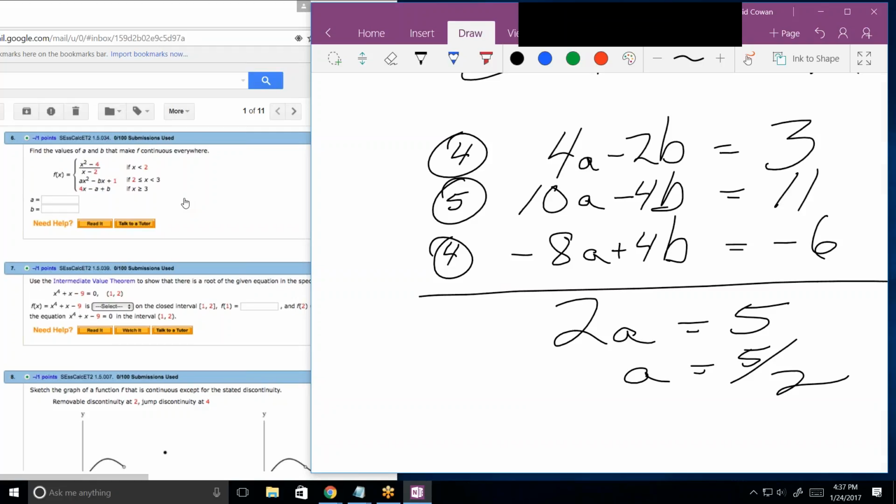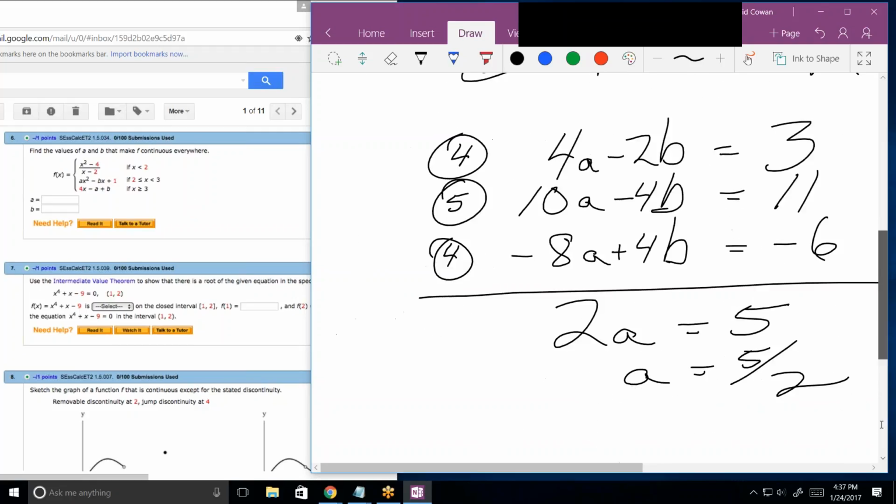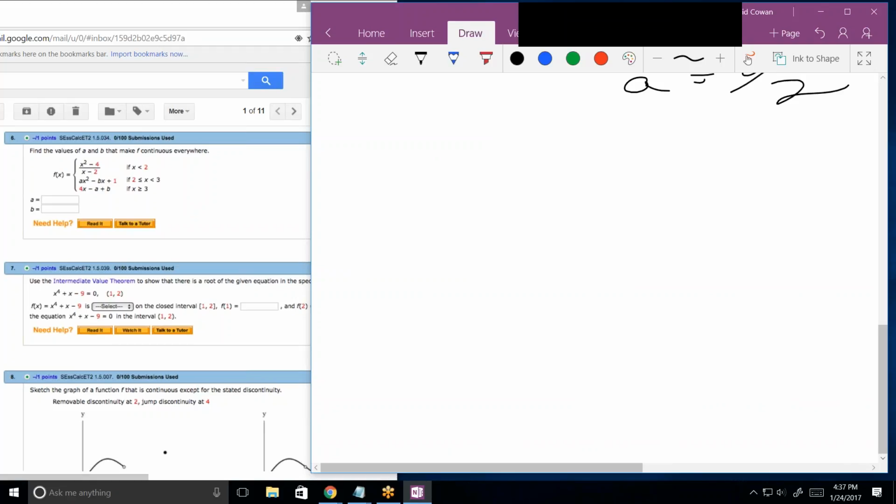Okay? The key here was knowing that when I graphed it, it has to be continuous. So I can't have a graph that looks like this.